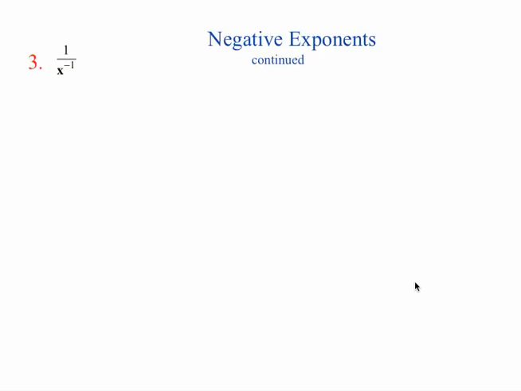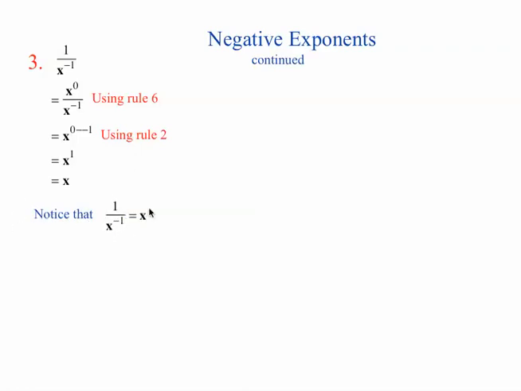Let's continue with example number 3, 1 over x to the negative 1. Now remember, 1 is x to the power 0, so we have x to the power 0 divided by x to the negative 1, which is using rule number 6, the 0 exponent rule. Then I'm going to subtract: 0 take away negative 1, which is 0 plus 1, which is 1. So we have x to the power 1. So 1 over x to the negative 1 is x to the positive 1, or just x. Isn't that neat?